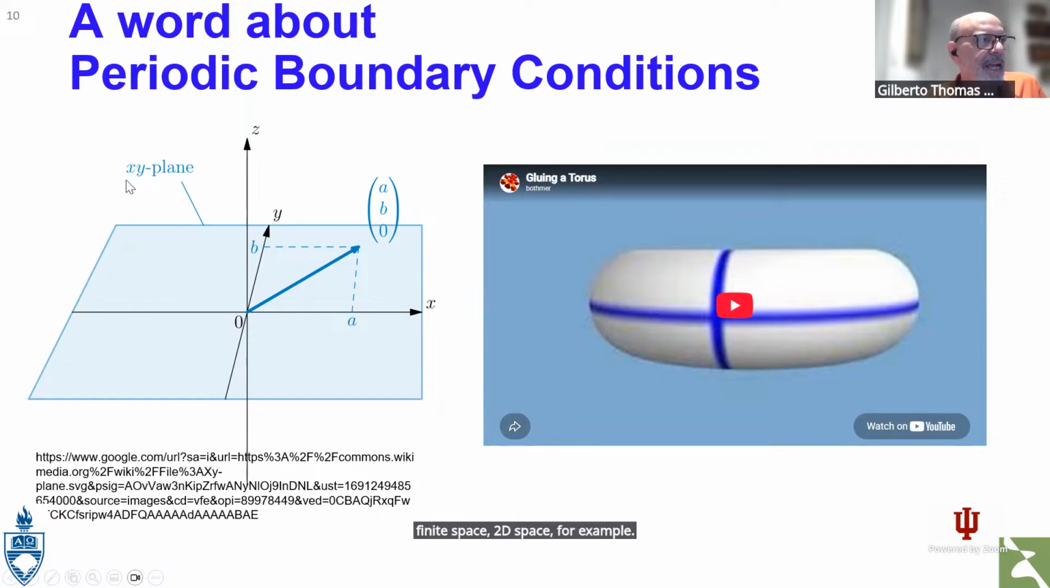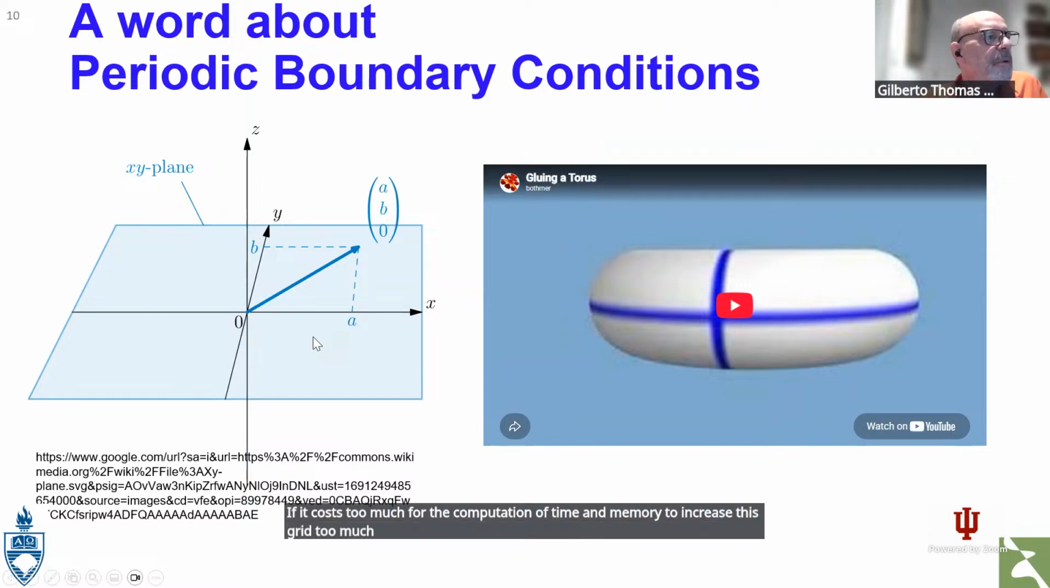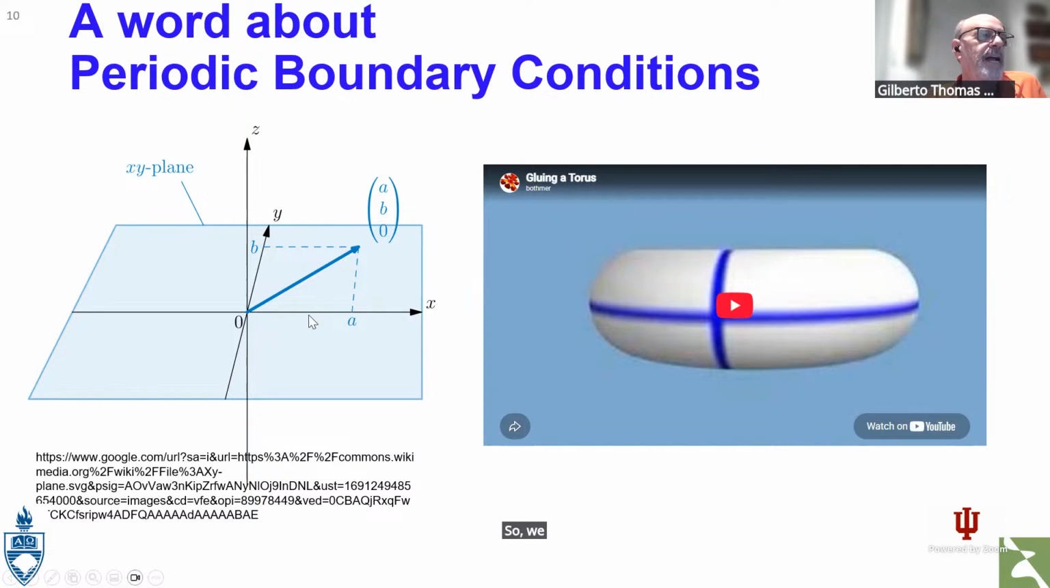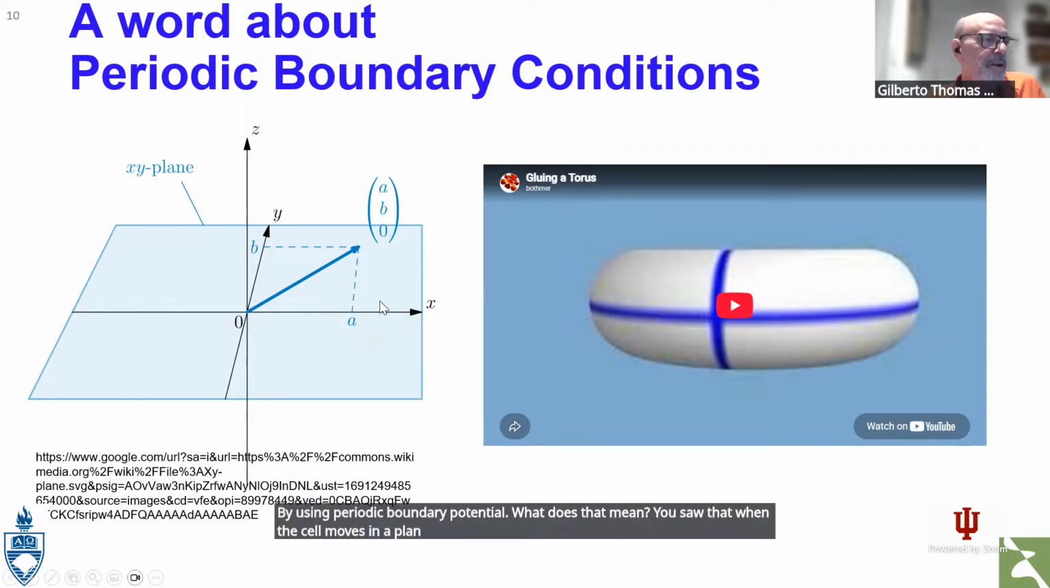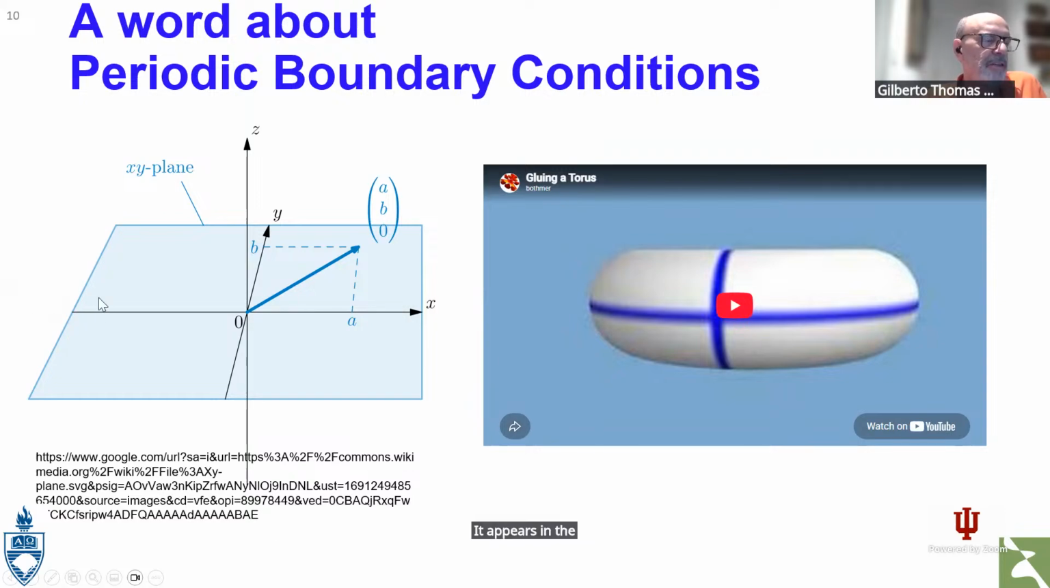Here it's a plane, the XY plane. So it's a finite space. It costs too much in computational time and memory to increase this grid too much. So we trick this by using periodic boundary conditions. What does that mean? You saw already. When the cell moves in a plane and it crosses the border, it appears on the other side, the opposite side of the grid.